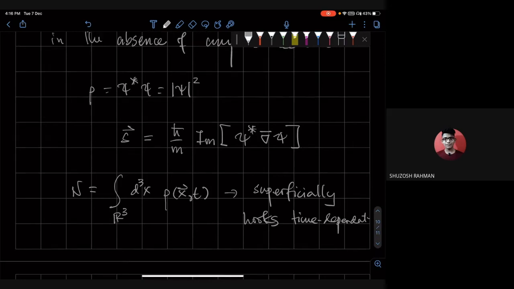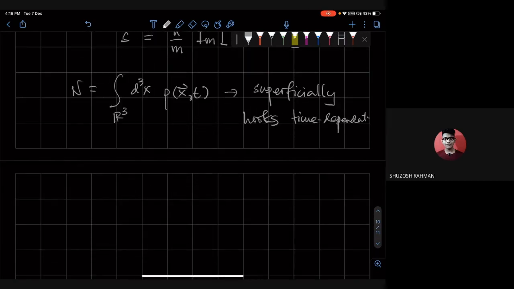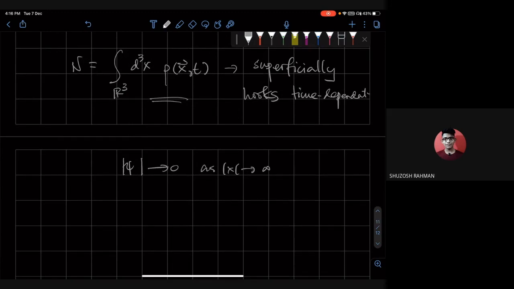But if you integrate this equation, and then use Gauss's theorem and the fact that psi is square integrable, so that it goes to 0 as x goes to infinity, you can show that the normalization actually does not change with time. But it's only in case there is no source or sink. Okay.